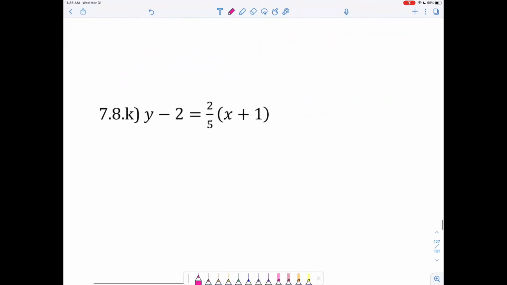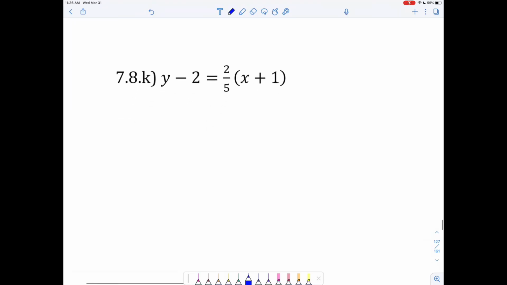All right, taking a look at this one, we might notice, hey, we still have fractions we've got to get rid of, but now we're in slope point form. How does that change? It really doesn't. We're going to start by multiplying both sides by 5 to get rid of that fractional coefficient. So we end up with 5y minus 10 is equal to 2 times x plus 1.